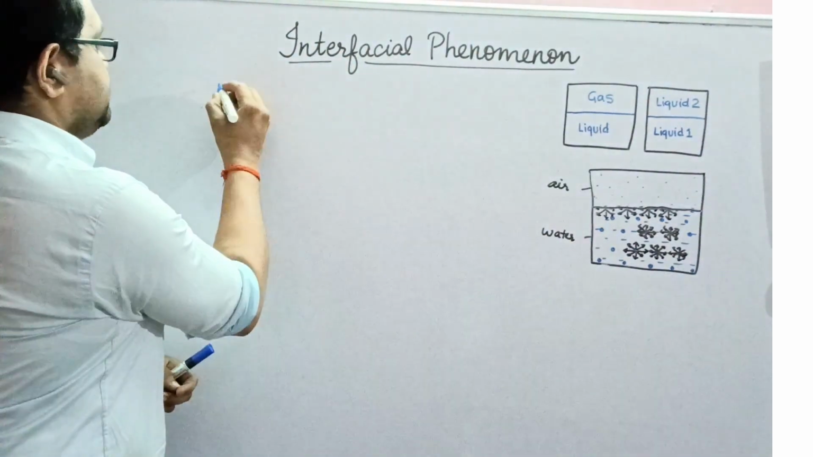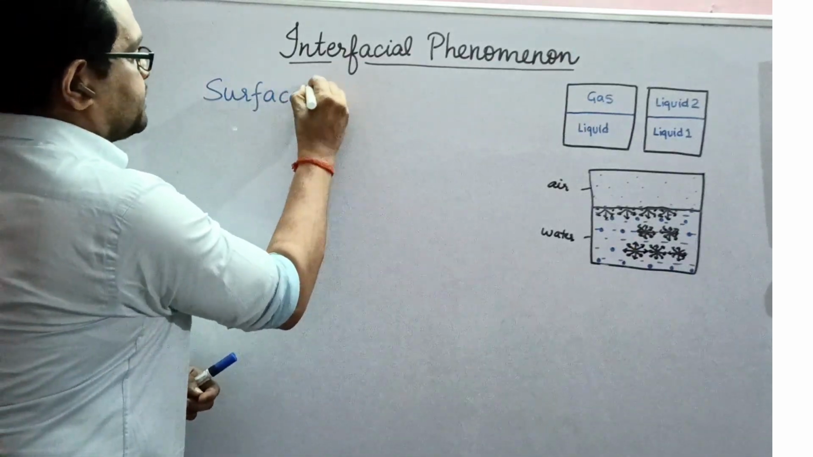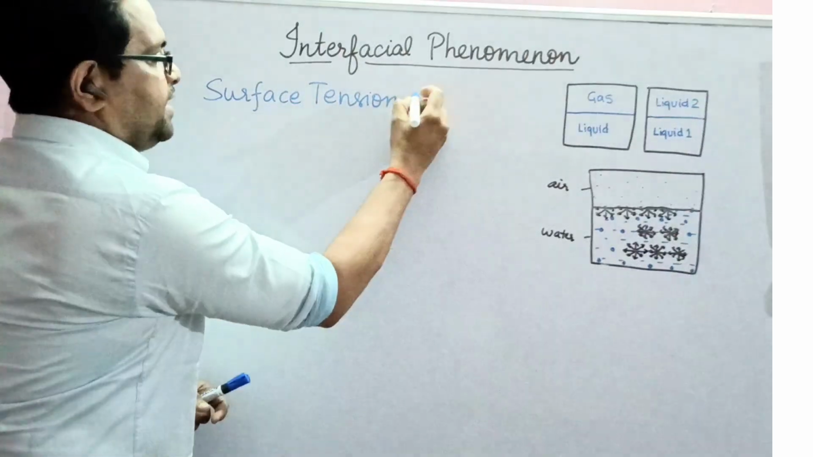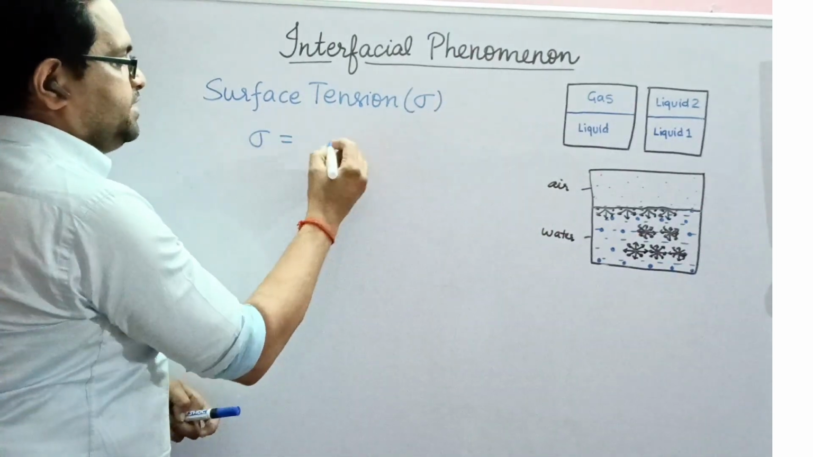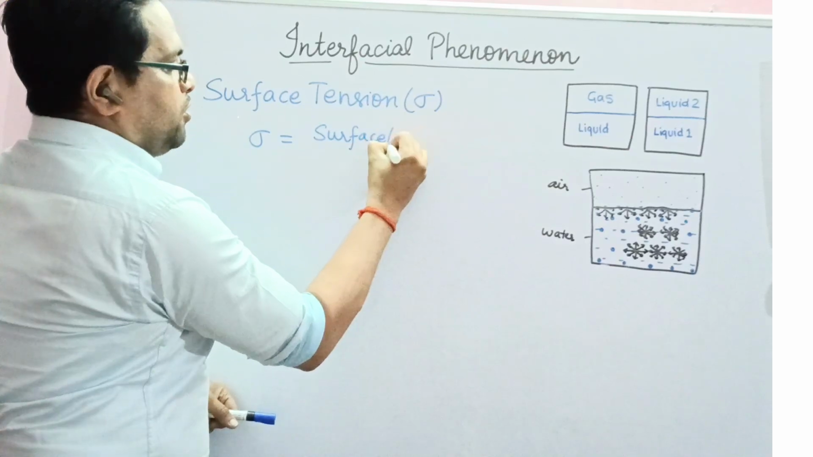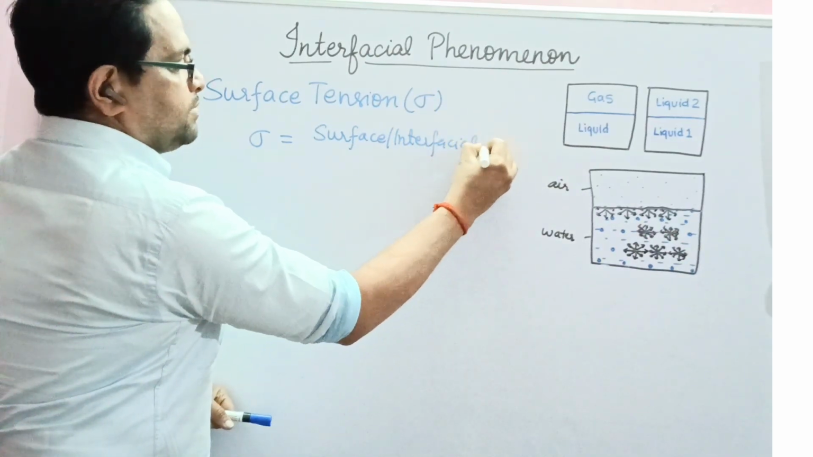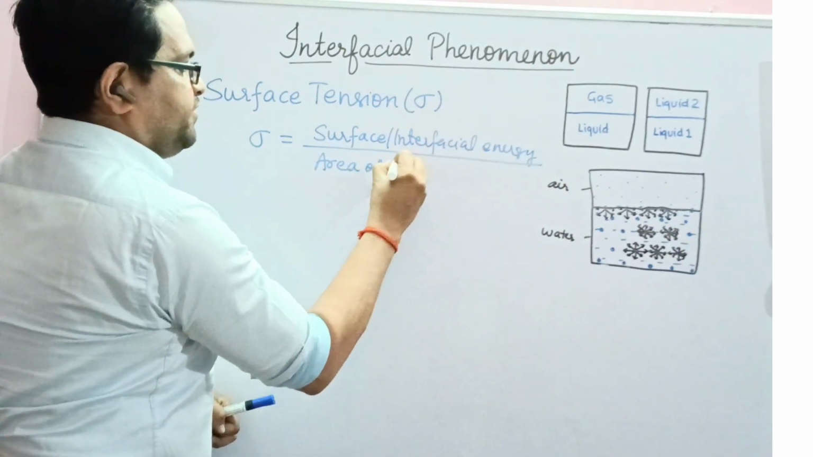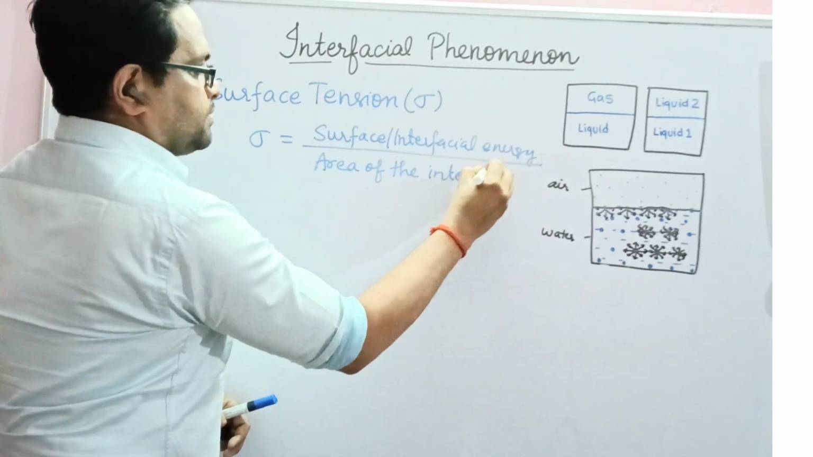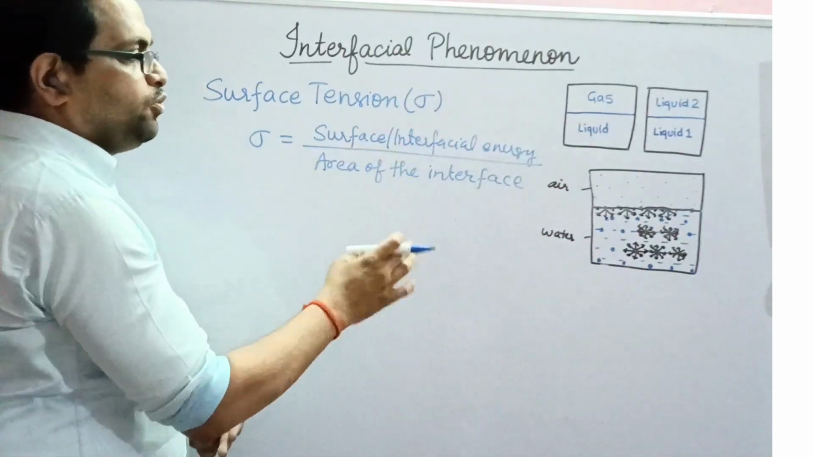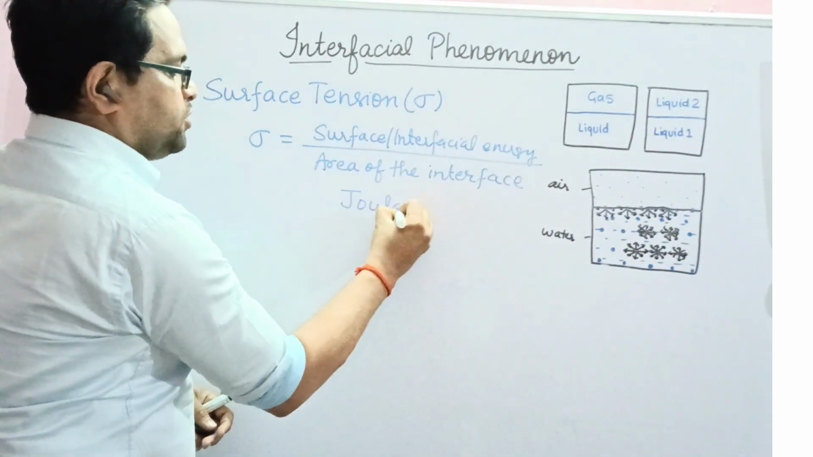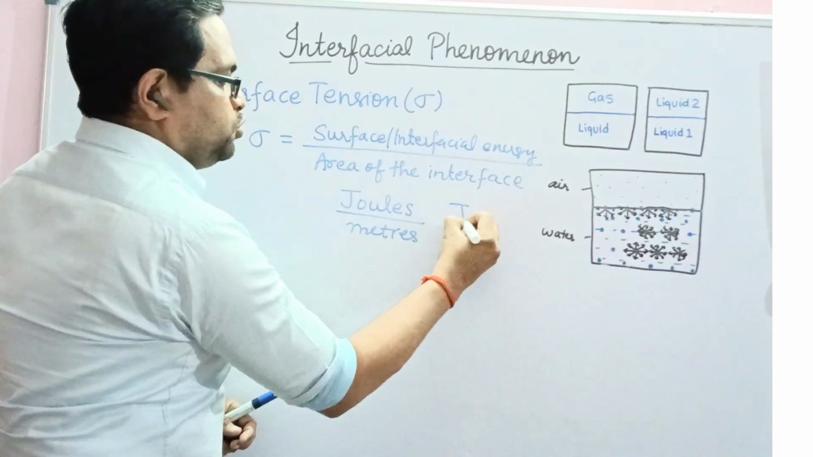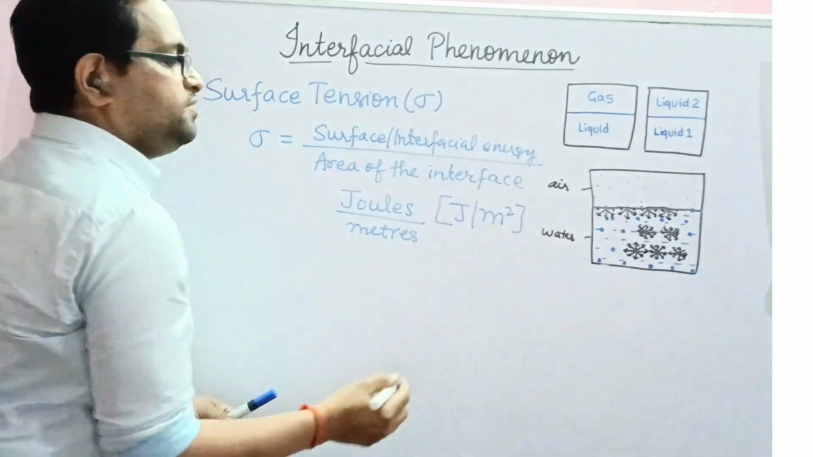So now, the surface tension may be defined as follows. The coefficient of surface tension, denoted by the letter sigma, is defined as the surface energy or the interfacial energy per unit area of the interface. Now we know that the unit for energy is joule, so the unit for the coefficient of surface tension will be joules per square meter. So we have joule per meter square as the unit of surface tension.